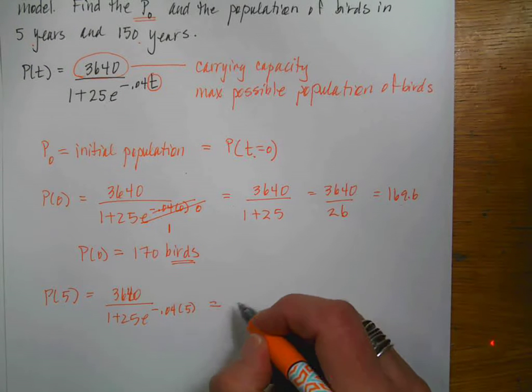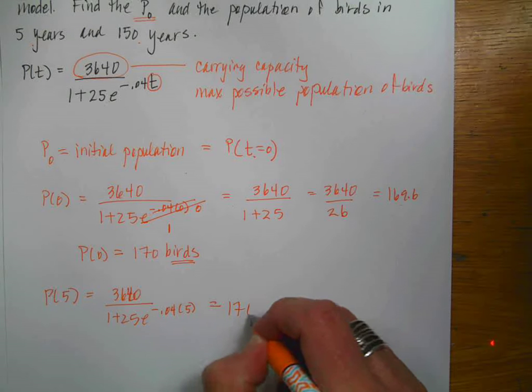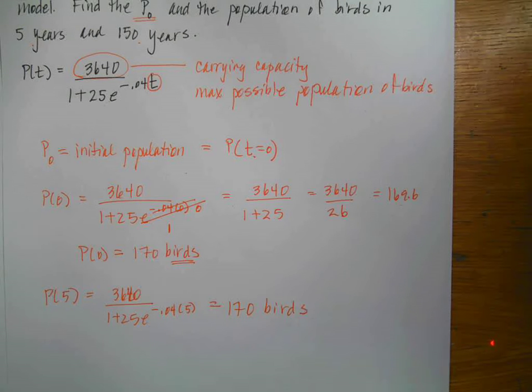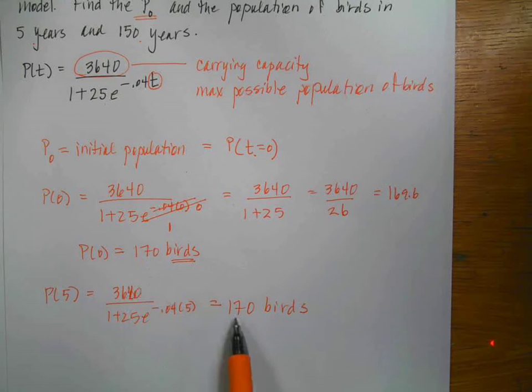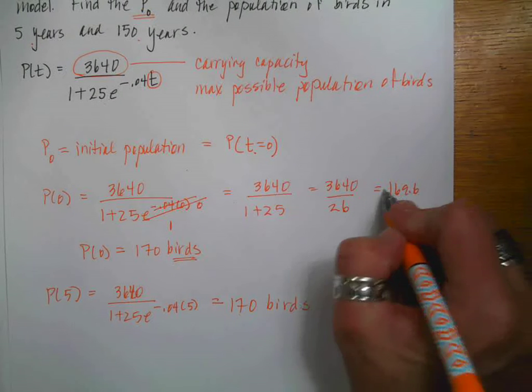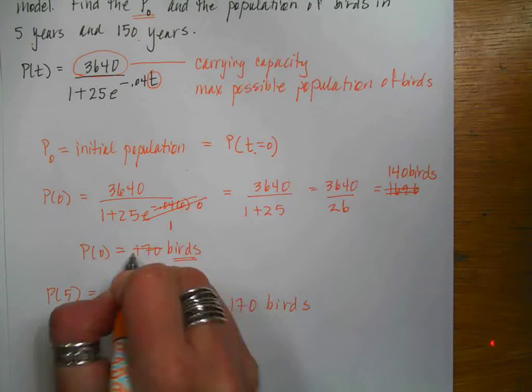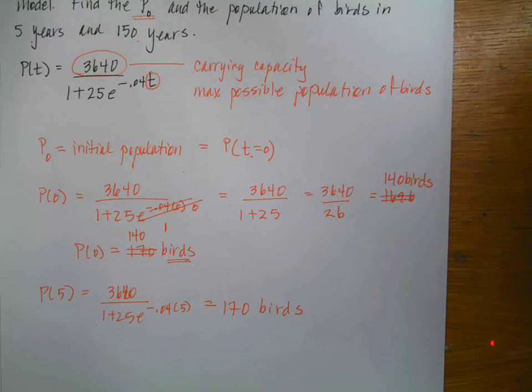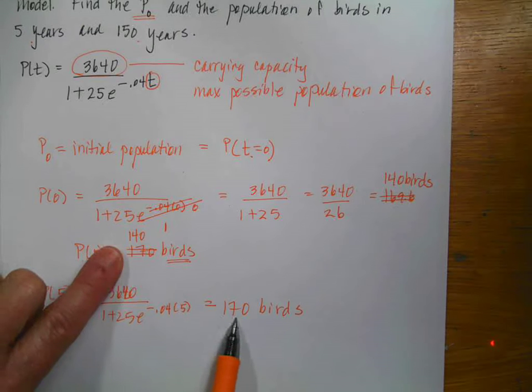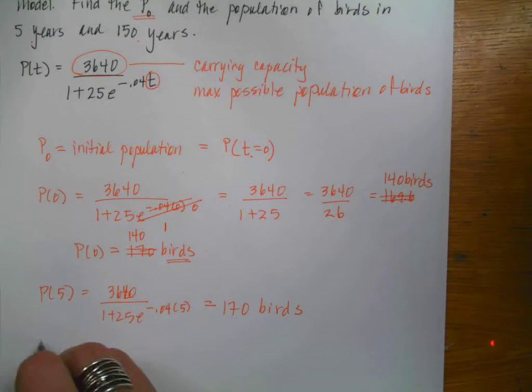So in 5 years, I'm going to have 170 birds. So they're not going to grow much in 5 years because we kind of started with 170 and so now we're here. And actually, let me just check my math on the other one and make sure I didn't make a mistake. Clear, 3640 divided by 26. This is my mistake. This is 140 birds, my bad. So we're going to change this number to 140. I knew something had to be wrong. So it grew by 30 birds in 5 years.